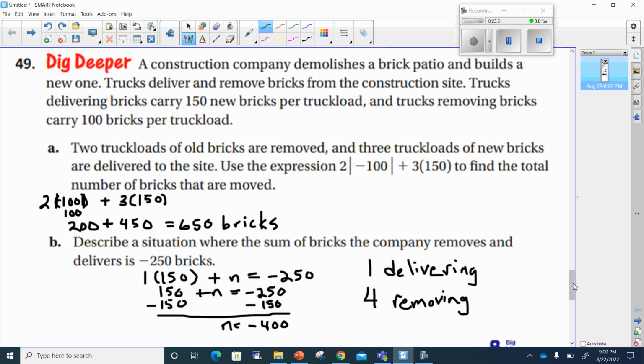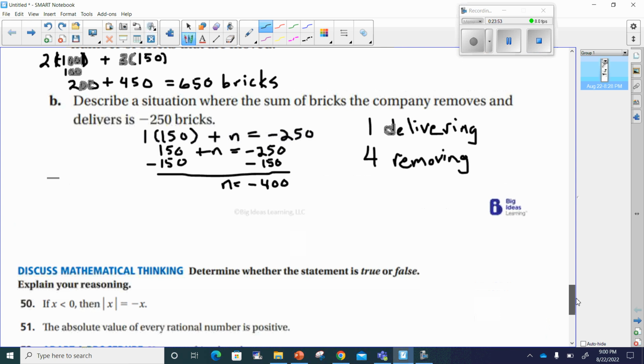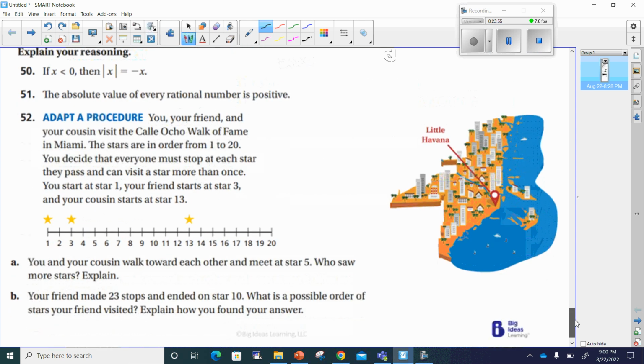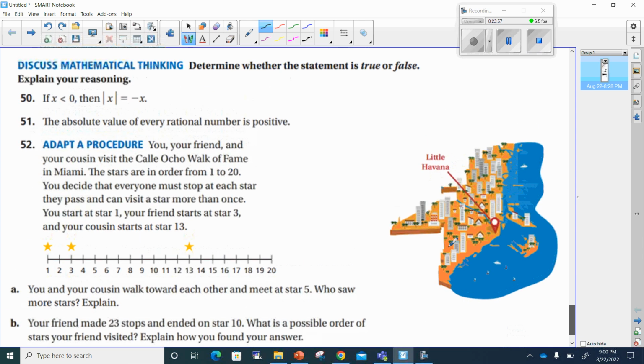All right, let's go to the next one. That was 49. Let's look at 51. And since 52 is yours, this was my last one. The absolute value of every rational number is positive. It says determine whether the statement is true or false.